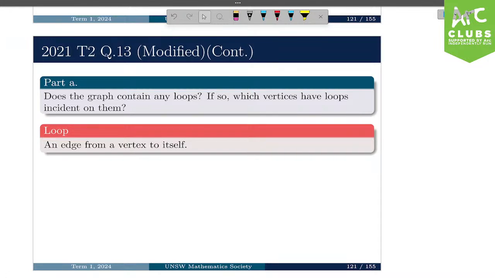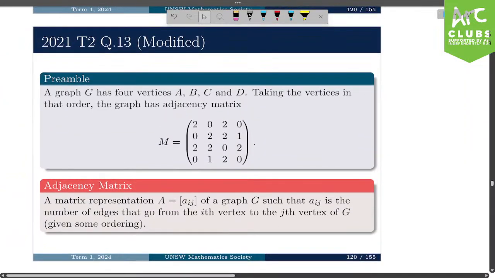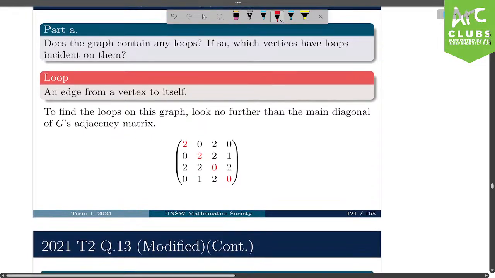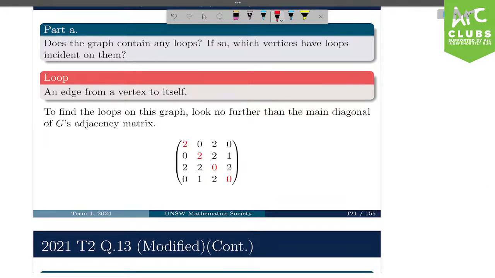Okay, so if we have an edge from, say, a vertex A to itself, we can see that's an edge going from A to A. So going from, say, the ith vertex to the ith vertex. What that would look like in our adjacency matrix, say over here, is when the row is equal to the column. So if we go down here, we can see those are the elements along the diagonal. Okay, so using the property that a loop goes from A to A, the row and the column must be the same, it's a diagonal.